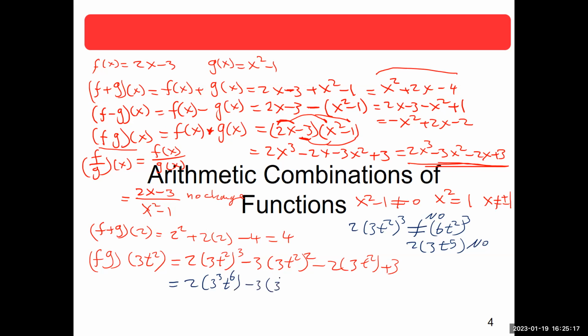Negative 3, the same way, 3 squared, multiplied by t to the power 4, minus 6. Now I can do 6 because they have no power, t squared plus 3. What is the final answer? Now, 3 times 3 times 3 is 27. 27 times 2, 54, t to the power 6. Now, 9 multiplied by 3, 27, t to the power 4. Minus 6t squared plus 3. That's it.